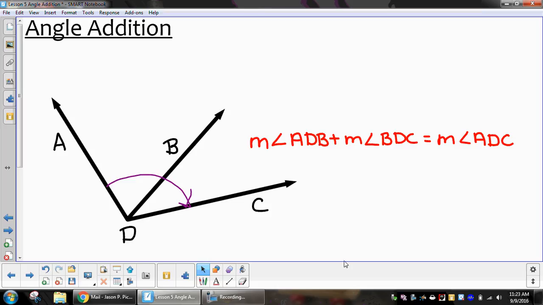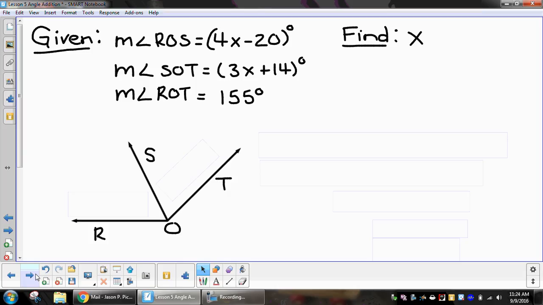So angle ADB, this angle right here, the measure of that angle plus the measure of angle BDC, together, combined, those two measures make the biggest angle ADC. So just like segment addition, two smaller segments put together make a bigger segment. So we can practice this.